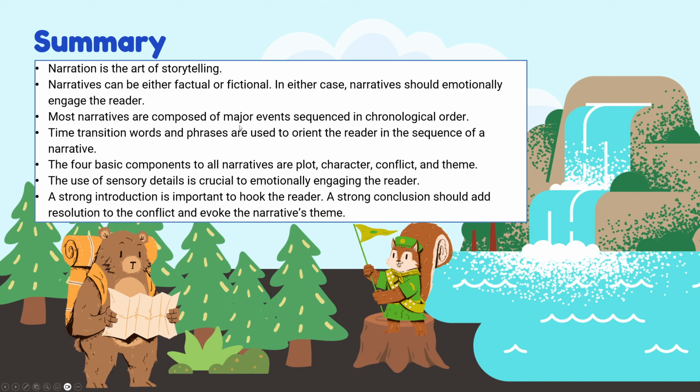Most narratives are composed of major events sequenced in chronological order. Time transition words and phrases are used to orient the reader in the sequence of a narrative. The four basic components of narratives are plot, character, conflict, and theme. So those are what you need to include for your narrative writing. And the use of sensory details is crucial to emotionally engage the reader. A strong introduction is important to hook the reader. So this is where you provide a good setting, characters, and a good image for the reader to be interested in what you are writing.